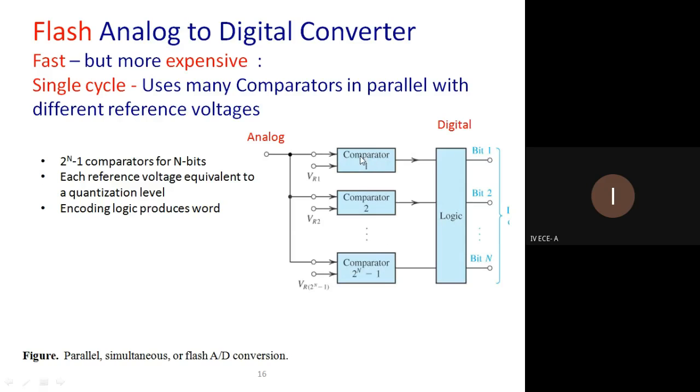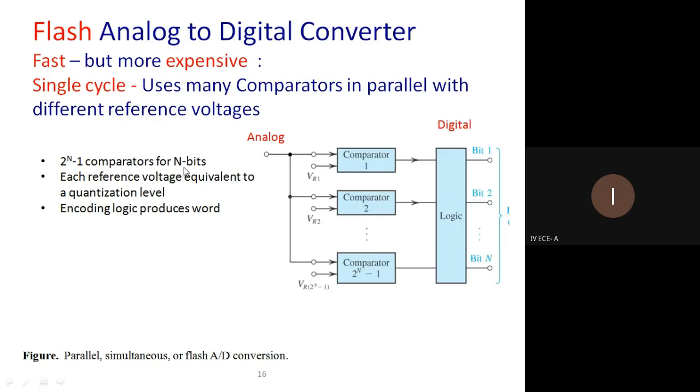Then based on the analog value and the reference value, it compares and gives the output value either 1 or 0. Then these signals are given to the digital logic circuits. Then we get digital signals bit 1, bit 2, up to n number of bits. Here, 2 power n minus 1 is the number of comparators for n bits. If you want n number of outputs, we have to use 2 power n minus 1.